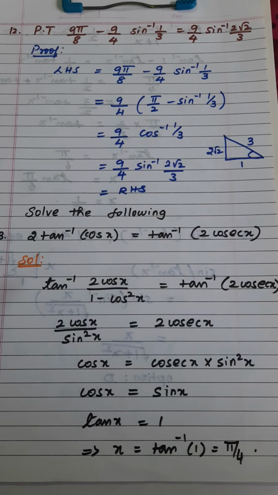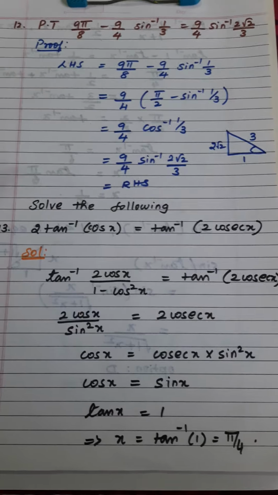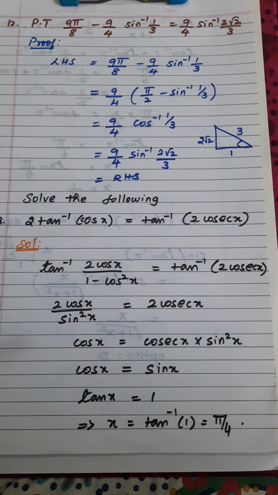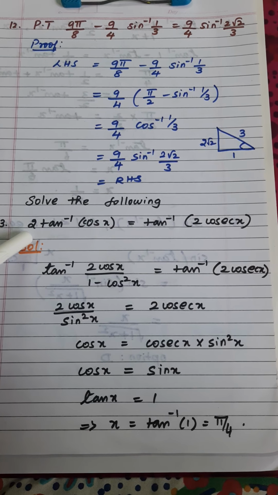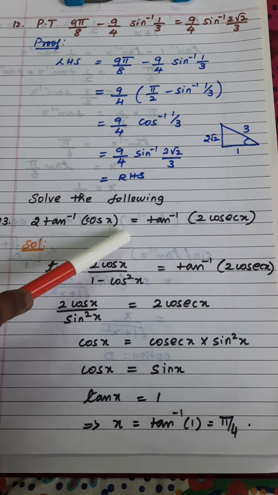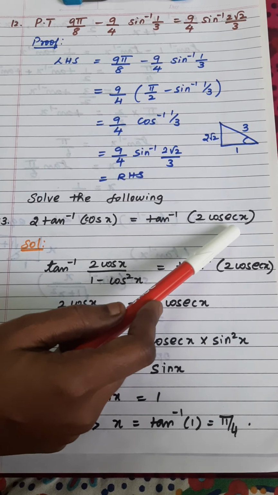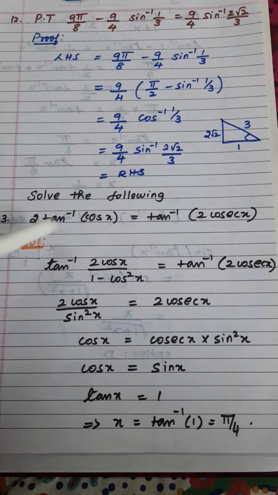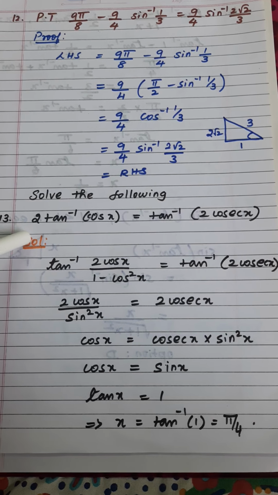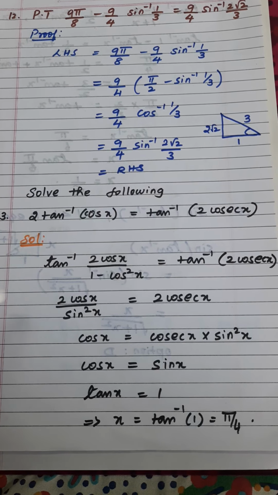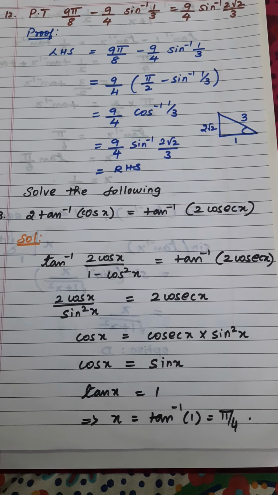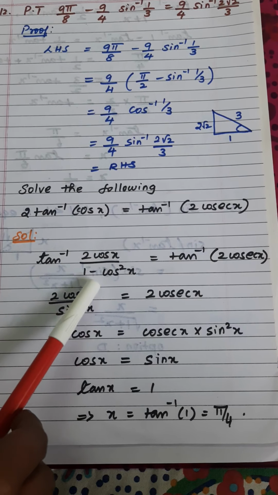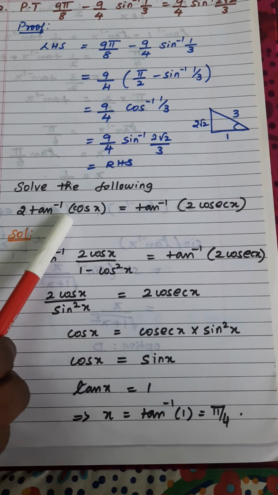Now we will go through question number 13. Solve the following. For the following questions we are going to find the x value. So here it is given 2 tan inverse cos x equals tan inverse 2 cosecant x. Directly we cannot cancel tan inverse on both sides, because here it is 2 tan inverse. We need to convert 2 tan inverse into a single tan inverse by applying the formula. The formula for 2 tan inverse x is tan inverse 2x by 1 minus x square. Here x is cos x.